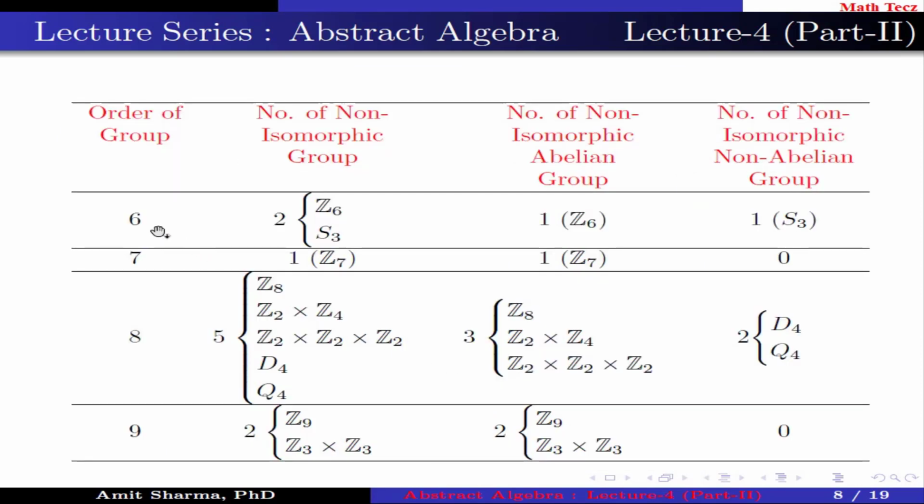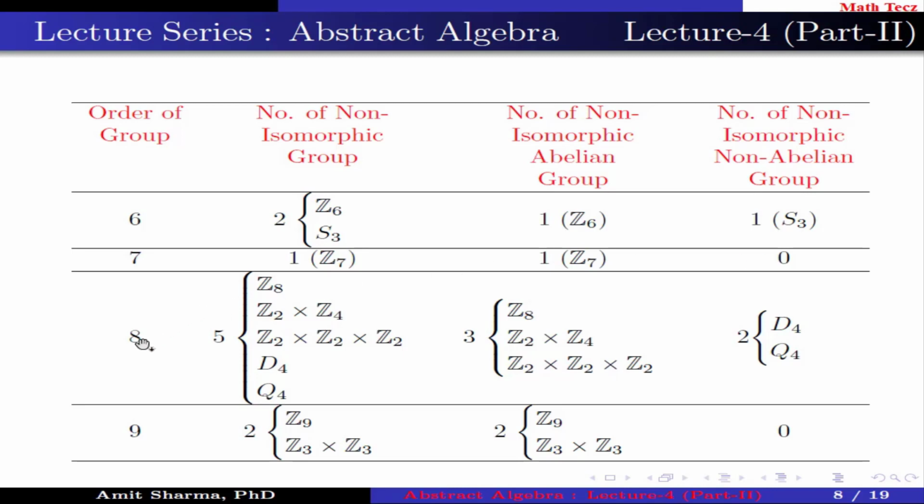Next is, if a group has order 6, then there are two non-isomorphic groups, one is Z6 and one is S3, out of which one is a non-isomorphic abelian group, which is Z6, and one is a non-isomorphic non-abelian group, which is S3. If the group has order 7, then the number of non-isomorphic groups and the number of non-isomorphic abelian groups is 1 and the group is Z7, and there is no non-isomorphic non-abelian group of order 7.